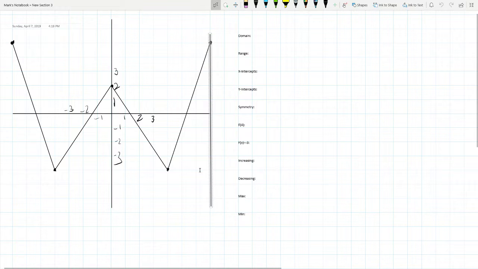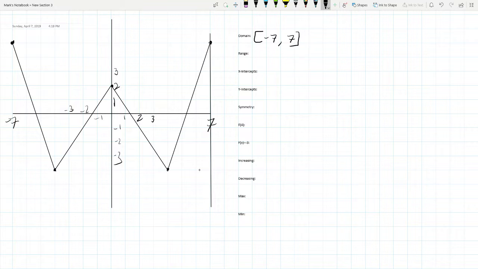So that looks like x equals -7 to x equals +7. All x values are represented here. So our domain would be [-7, 7]. Now I used the brackets here because -7 is included. If we had an open hole here instead of a closed hole, then we would use a parenthesis instead of a bracket.